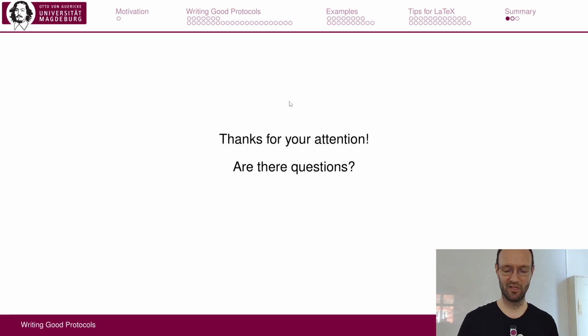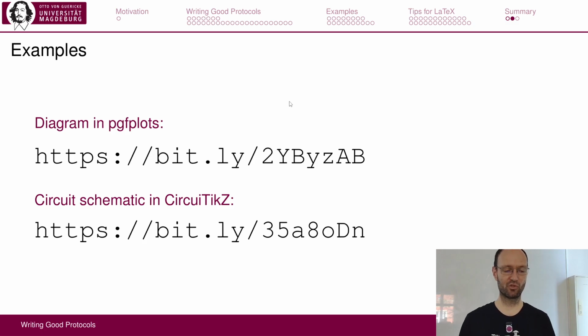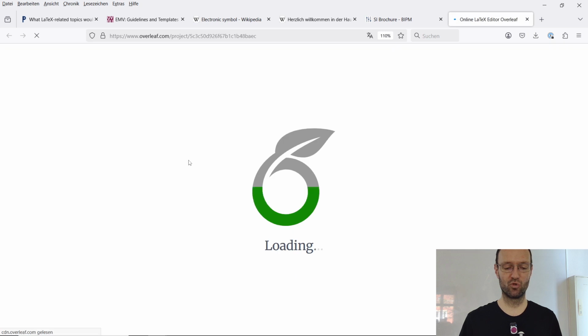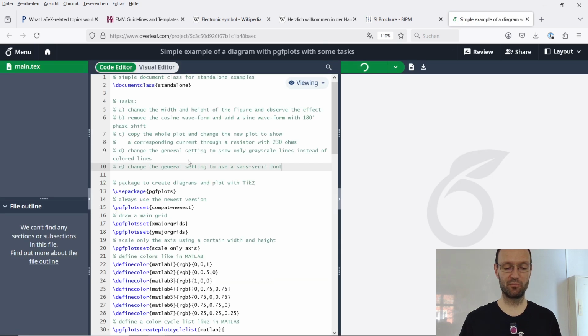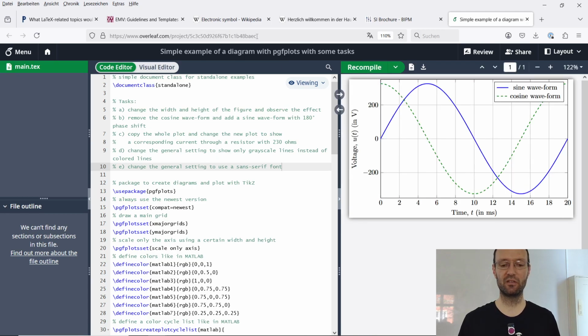And some links that I would show is, maybe you can take a picture of those and try them out later. The examples that I've shown you, the PGF plots diagram and the circuit schematic and circuit ticks, I have these short links here. I will wait a second for the last person to take a photograph. If you click on this, or if you open this up, it will directly open this example in Overleaf.